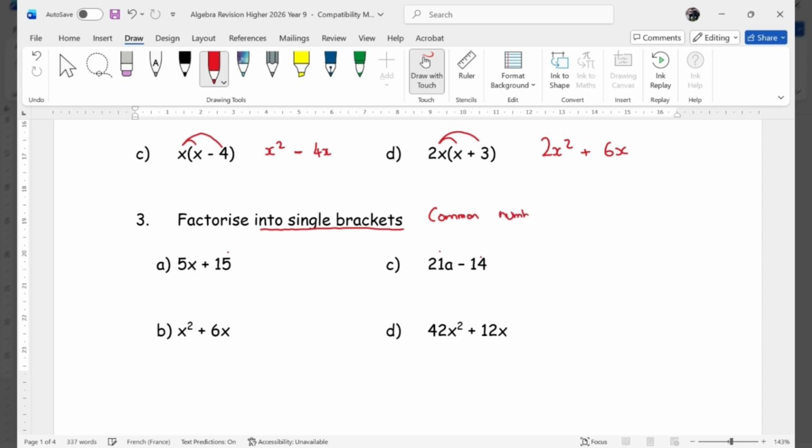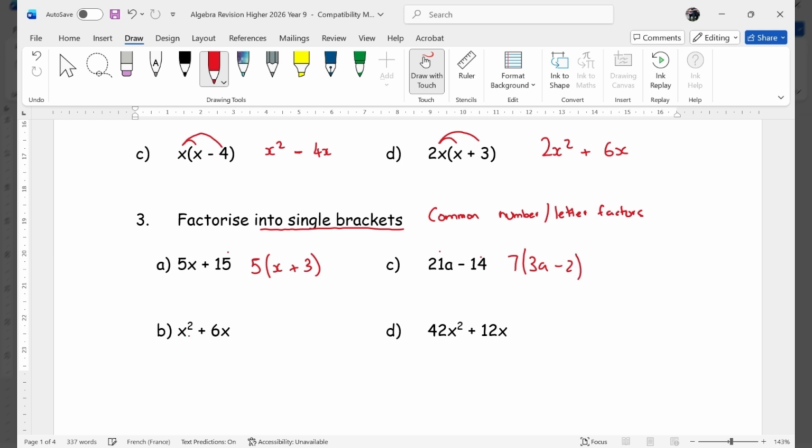We're looking for common number or letter factors. So factorize means in this case, okay, what goes into these things? It could be a number that goes into both terms or could be a letter. So in the first one, the common number factor is 5. Both these numbers are in the 5 times table. If I take 5 out of 5x, I'm just left with x. If I take 5 out of 15, or divide it by 5, I'm left with 3. Here the common factor is 7.